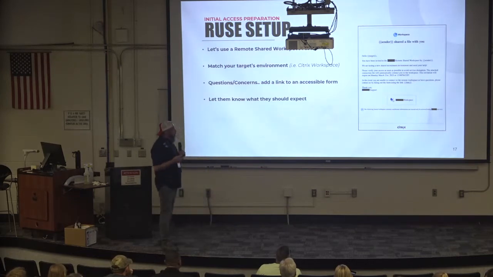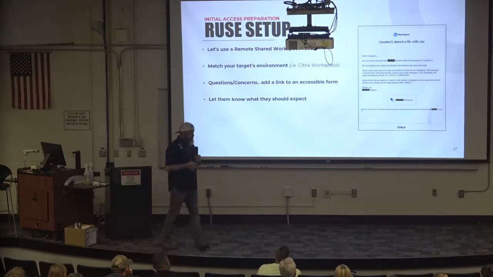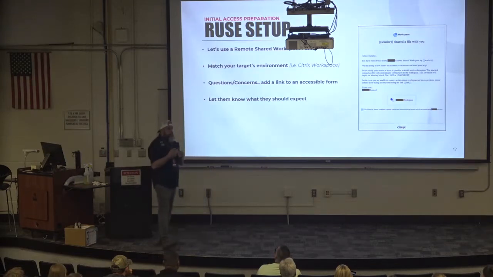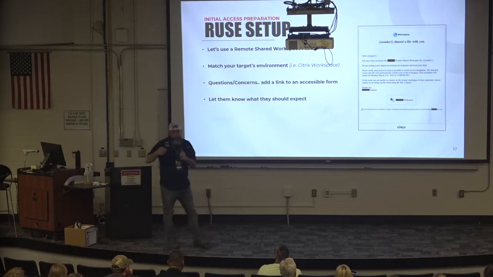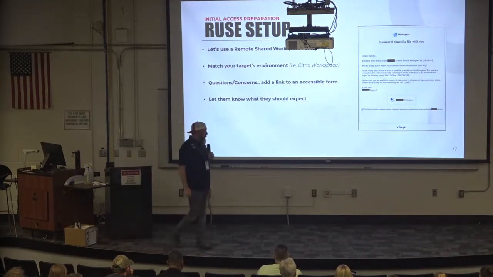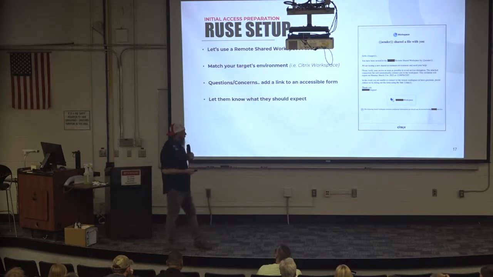"We're testing a new shared recruitment environment, need your help. Please verify your access as soon as possible to avoid service disruption. The attached connection file will automatically connect you to the workspace." So we're telling them what they can expect, that way there are no red flags. "The invitation is going to expire." Because it's expiring, it creates that urgency, so they do it before something else happens. We don't want to interfere with business, so they're going to want to click on it.